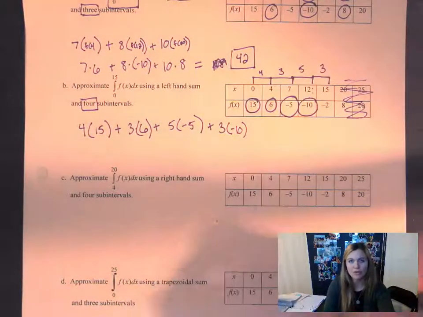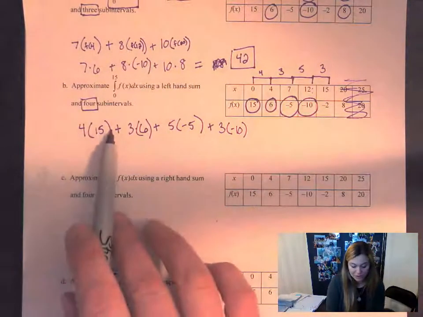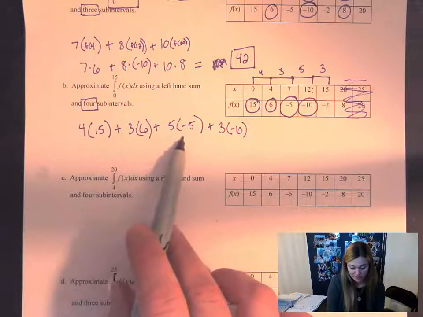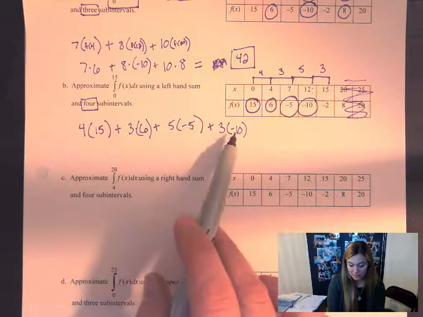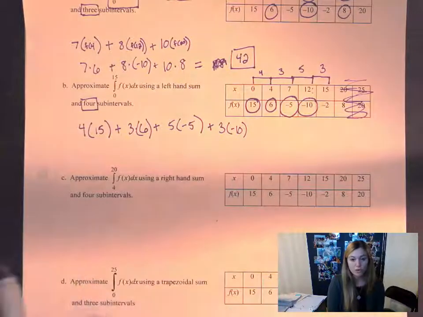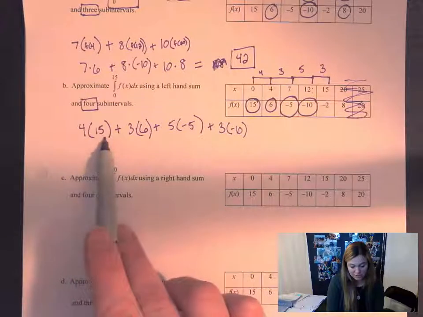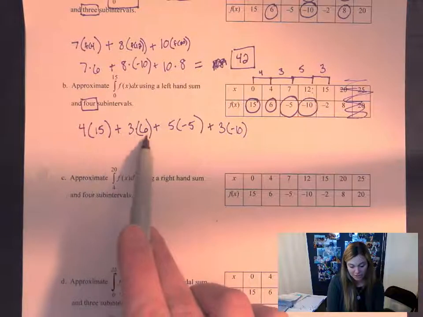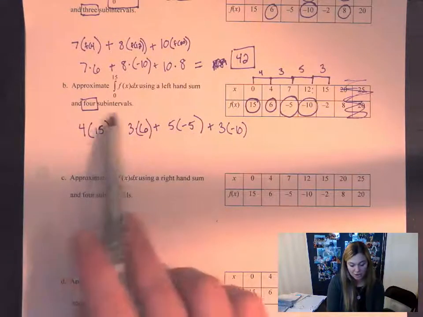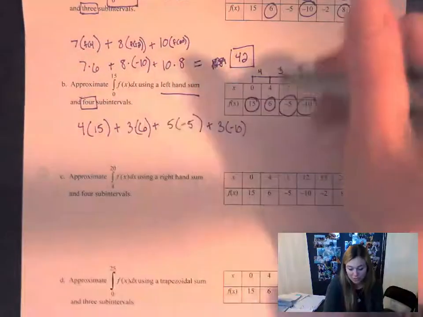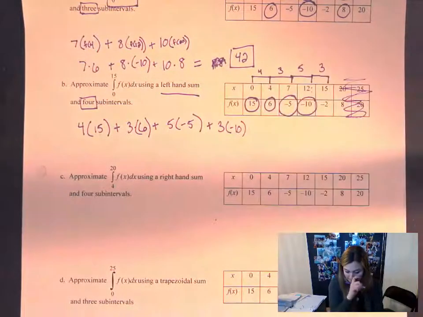If you wanted to graph this, you could, but I think it would make it more complicated. If you want to write 4 f of 0 plus 3 f of 4 plus 5 f of 7 plus 3 times f of 12, go ahead and do that. I made sure this is the change in x, a y value, change in x, a y value, change in x, a y value. And these are always the left-hand sum, so I'm using the rectangle on the left.